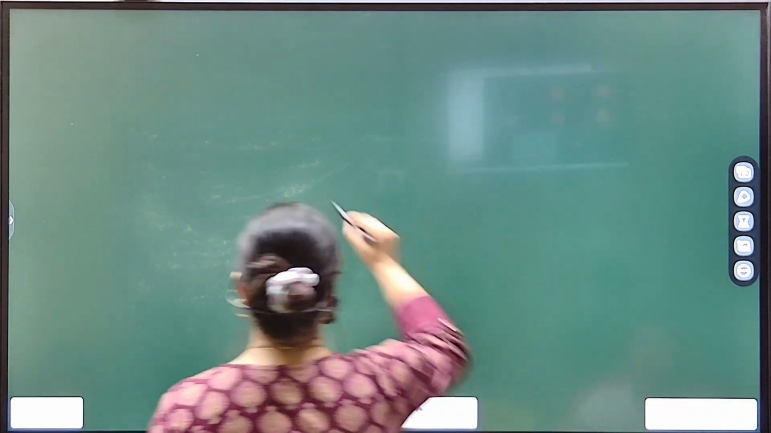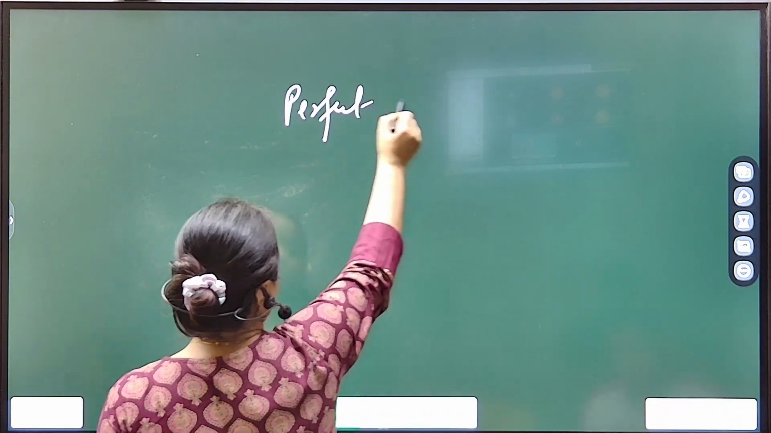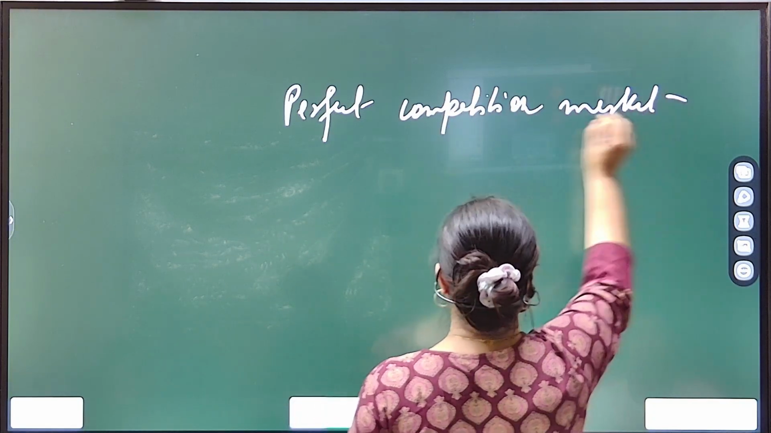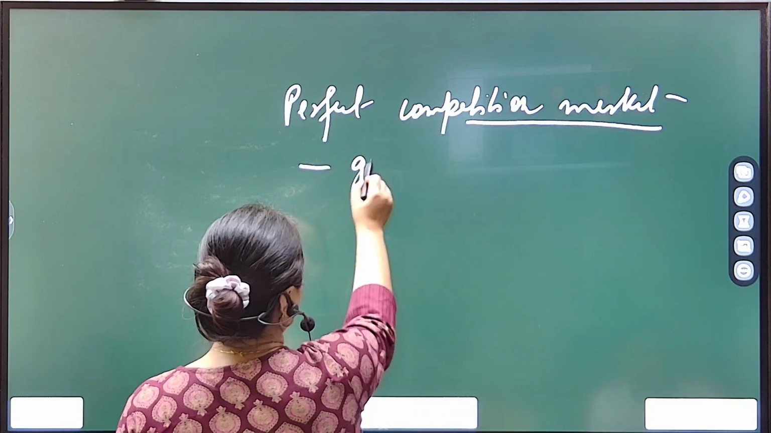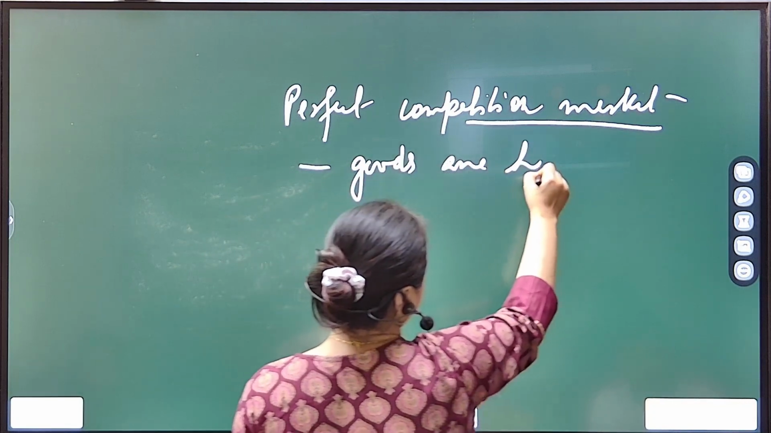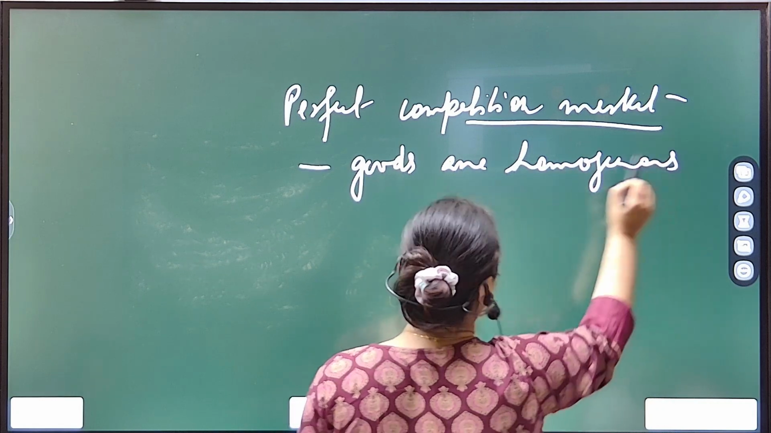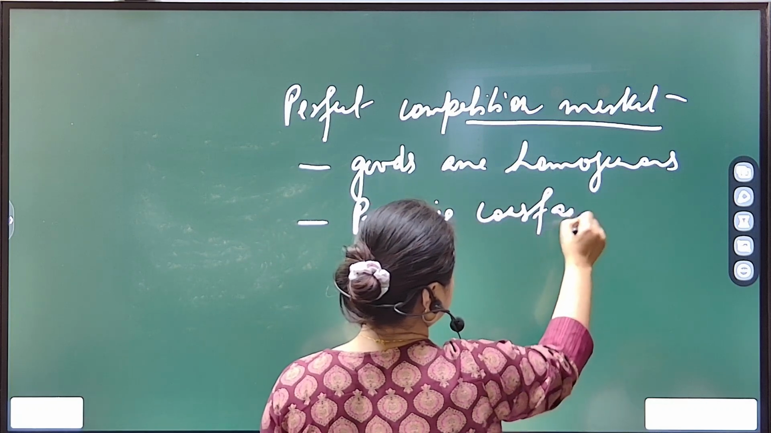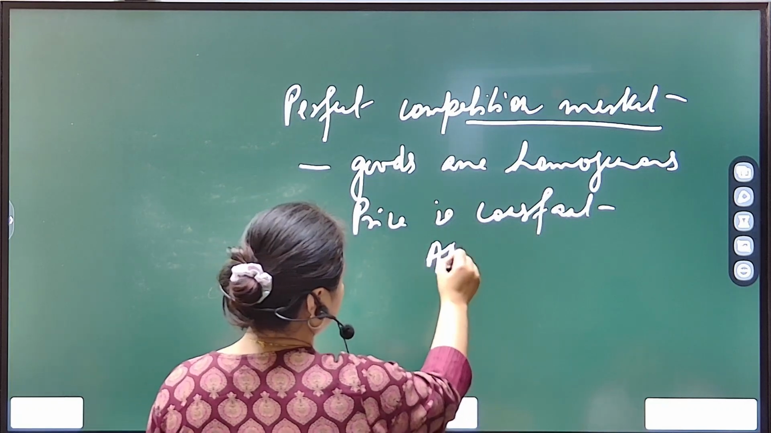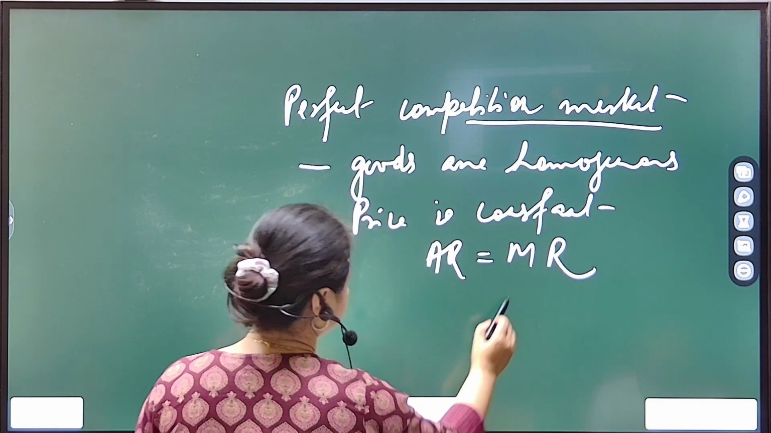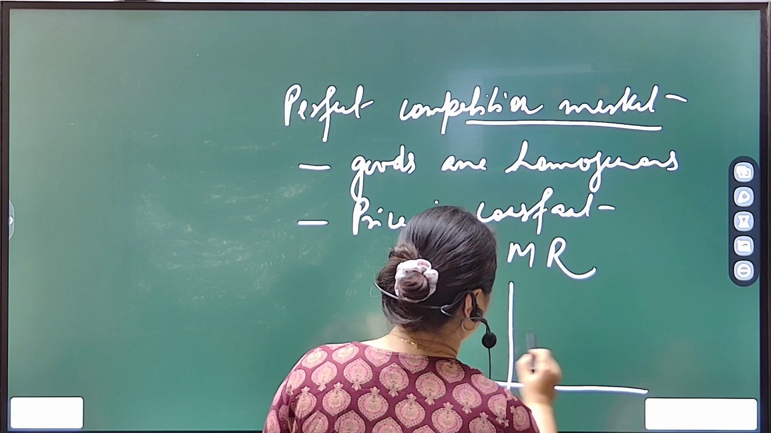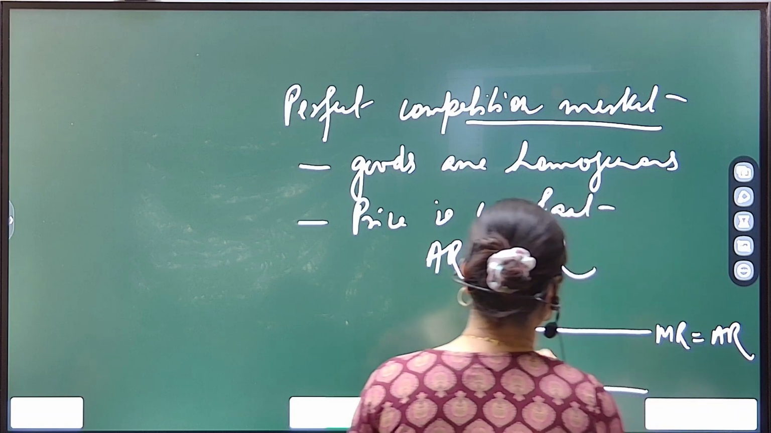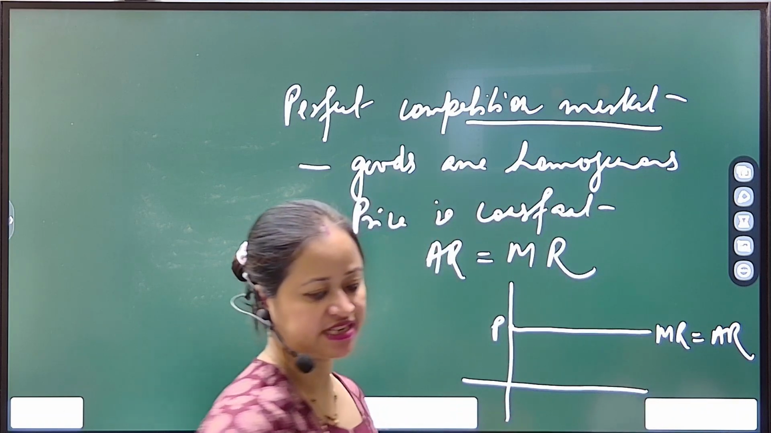So we are talking about the perfect competition market. In the perfect competition market, as goods are homogeneous and price is constant, because of that, AR equals MR. So here you can see the AR and MR curve is equal. Why? Because price is constant.